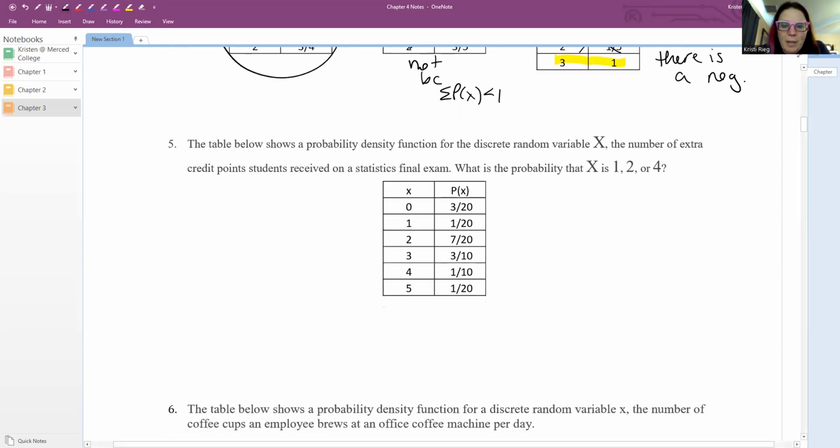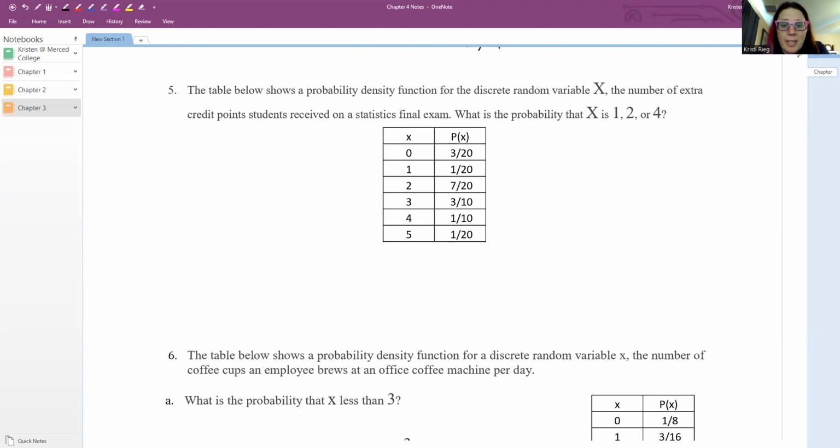Okay, next up, here we have some various x's given, and this time we have the tables listed. Well, we did last time too, I just forgot to mention it. We have the tables listed vertically, so they're going down, but again, you can see the name of them. At the top, we have our x, and then we have our p of x, our probability. So this is, what's the probability that x is 1, 2, or 4?